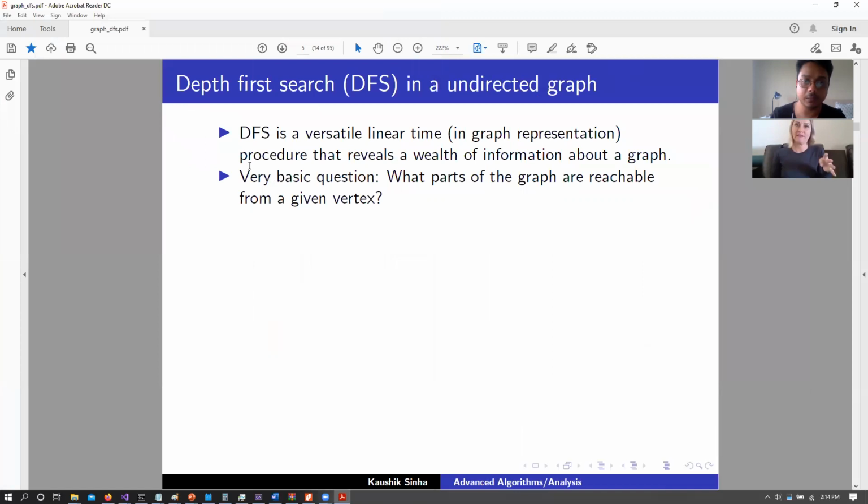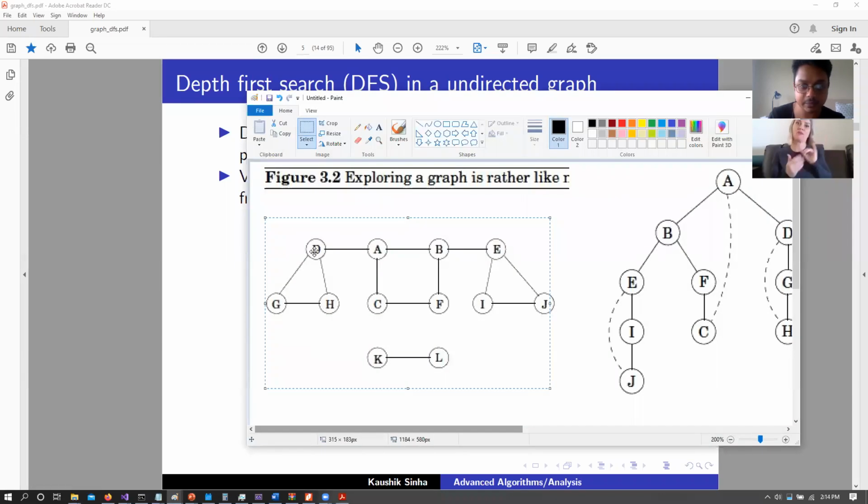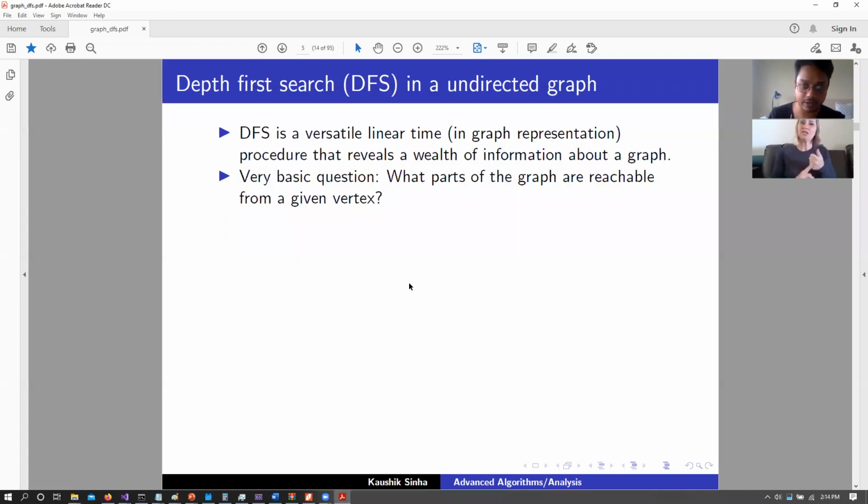So DFS gives you a very nice way to figure out that given a particular node, if another particular vertex is reachable from that particular node or not. So if I run DFS on this particular graph and I say that my starting node is D, I can then, after running DFS, claim that L is not connected to D or K is not connected to D. However, F, I, J, and so on, all of those nodes are connected to D. So that is what I mean when I say reachability in a graph.